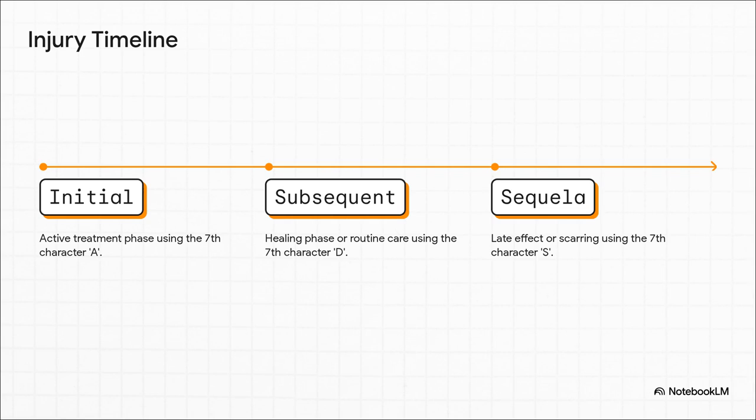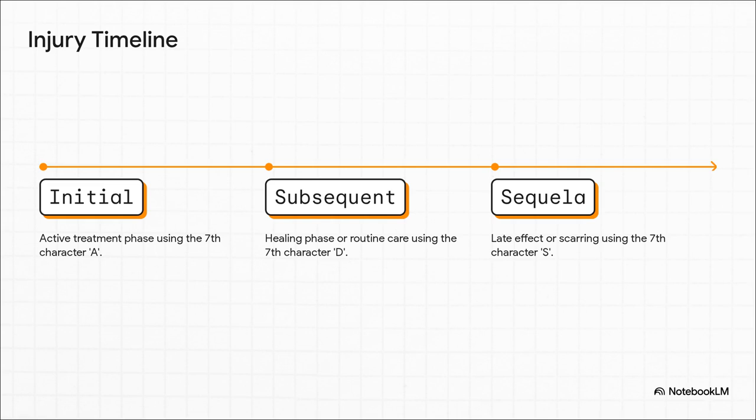Patient arrives at the ER receiving active treatment. X-rays, evaluation, they're in acute care. We use the seventh character, A, for an initial encounter. Fast forward 6 weeks, they're going to the clinic for routine care during the healing phase, maybe getting a cast off. The root code stays exactly the same, but the seventh character morphs into a D for a subsequent encounter.